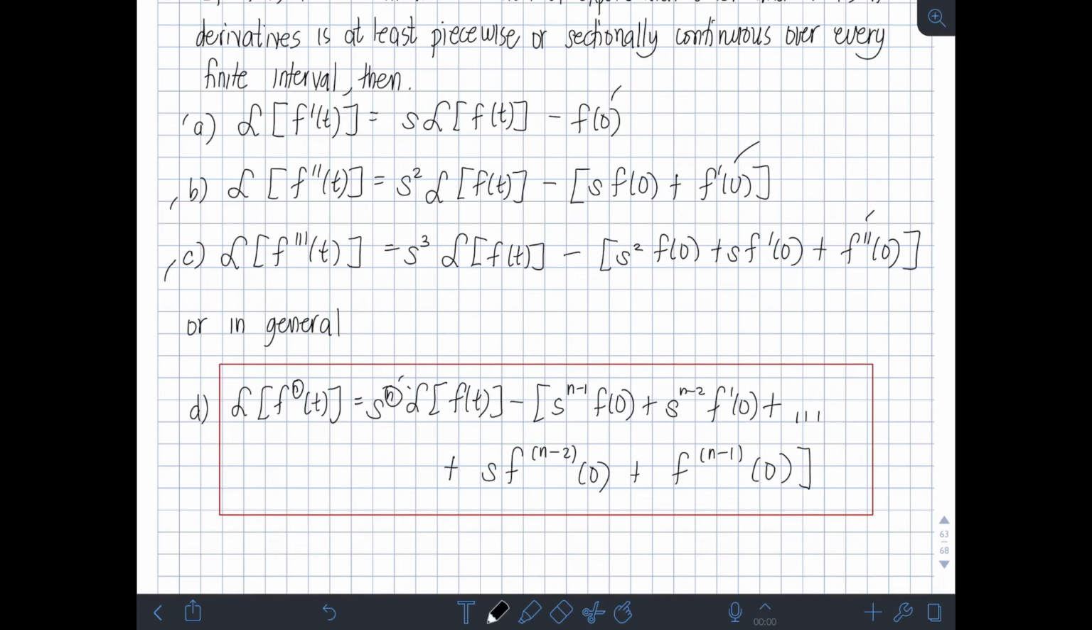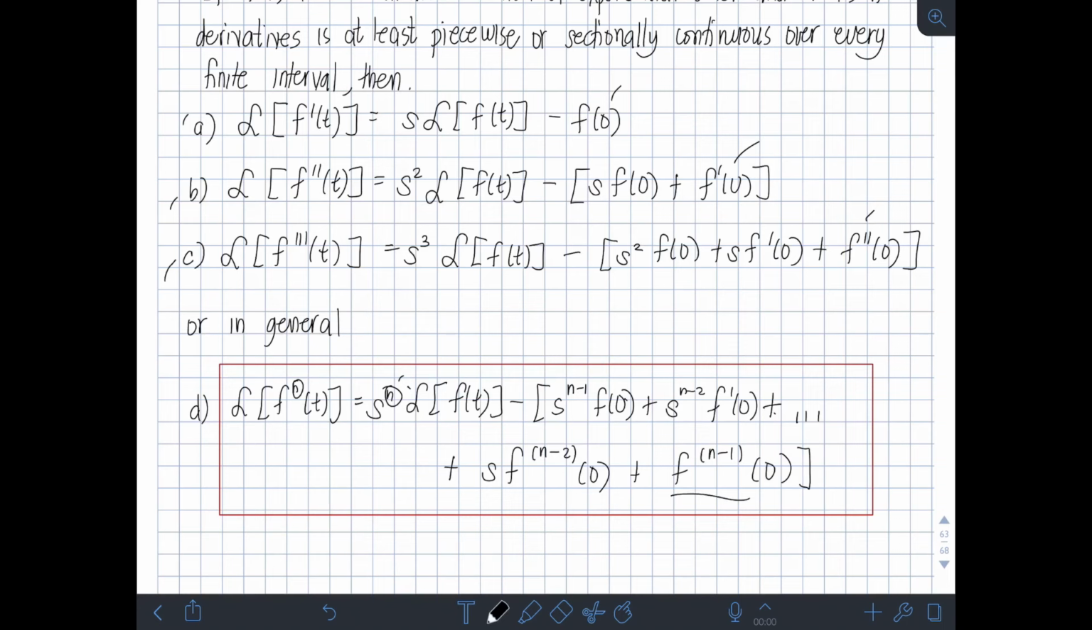Bawasan mo ng isa. So, s raised to n minus 1. Multiply sa f of t evaluated at 0. And then, plus. Naka-quantity to. Bawasan mo ulit yung s ng isa. So, magiging s raised to n minus 2. Multiplied naman this time sa first derivative na nung f at 0. Plus hanggang makapunta ka doon sa dulo kung saan yung s mo ay ang degree niya na ay 0.